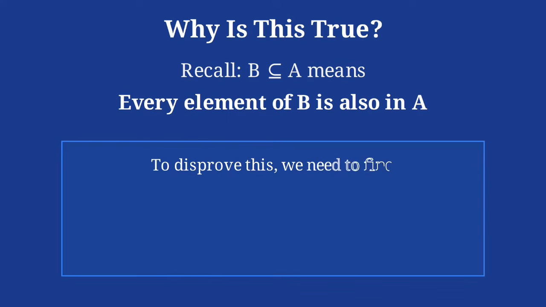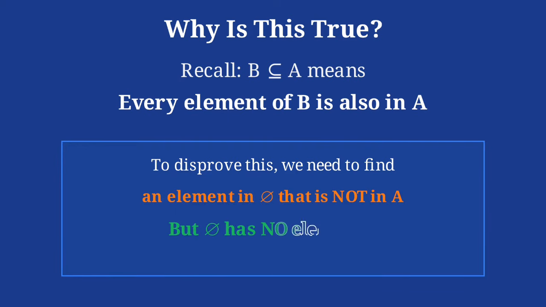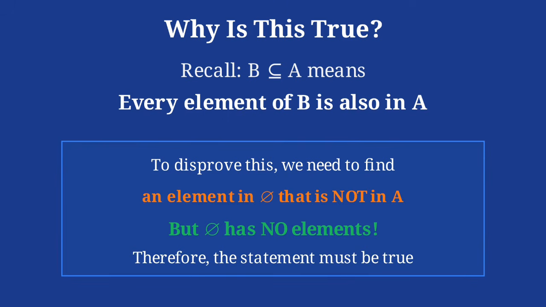But here's the catch. The empty set has no elements. Therefore, we can never find a counterexample. The statement must be true. This is what mathematicians call vacuously true. It's true because there's nothing to contradict it.